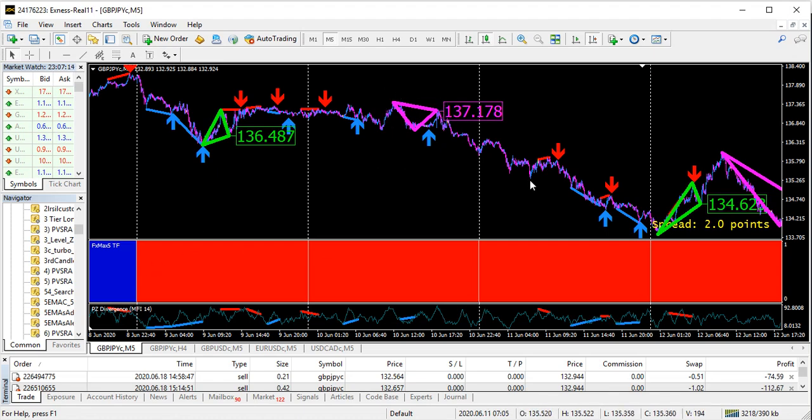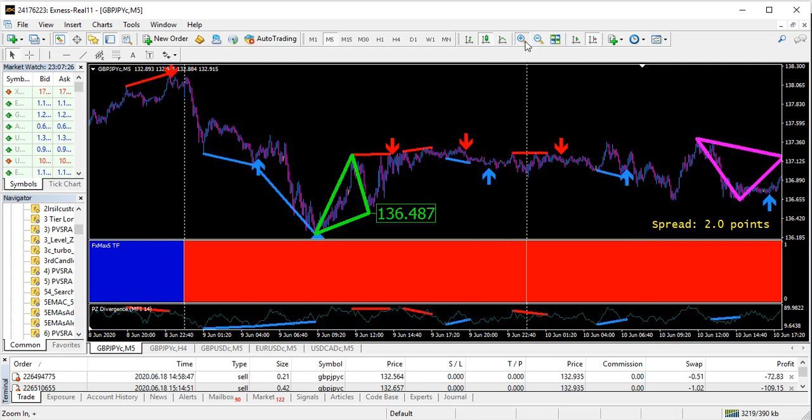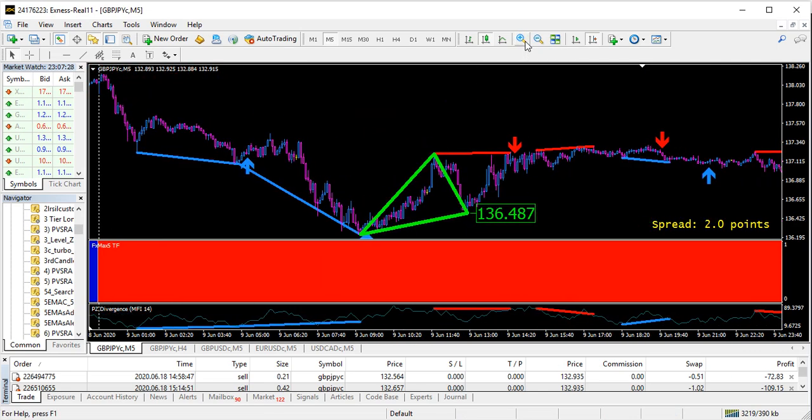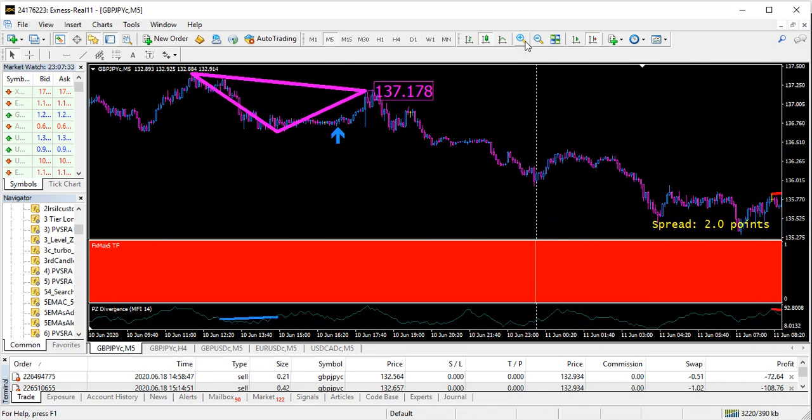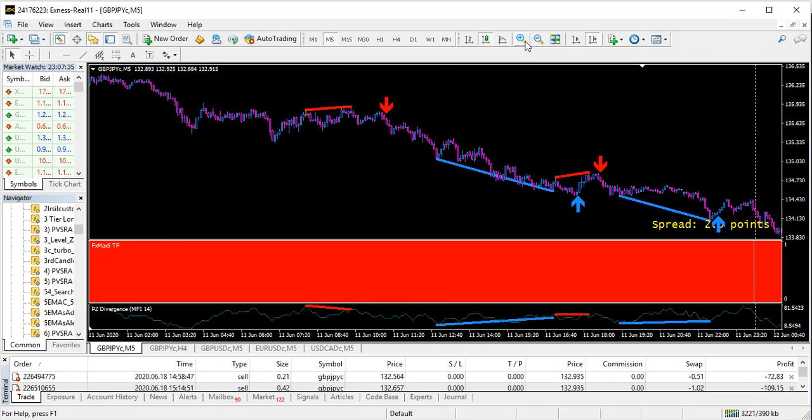Now with this confirmation, you are to enter with this arrow and you have to exit on this arrow. You are also to enter on this arrow and to exit here. Okay, don't forget to put your stop loss for safety, so that when it doesn't work, you are safe. Okay, look at it closely.